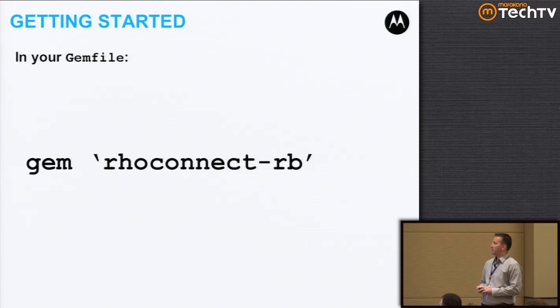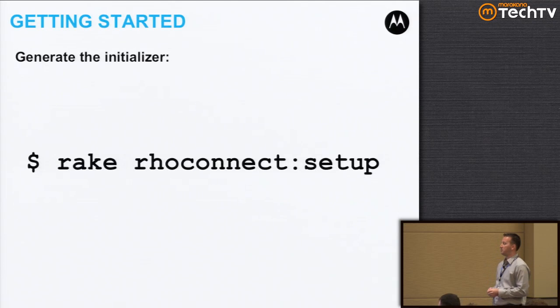So getting started, if you're using Ruby on Rails, the canonical way to add a gem is to put it into your Gemfile. So we just add this one line into our Gemfile, and we run bundle. That will automatically add the library to our Rails application.